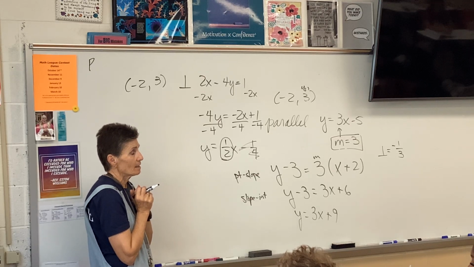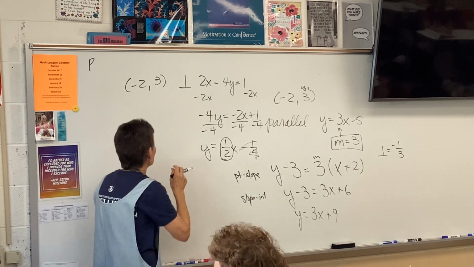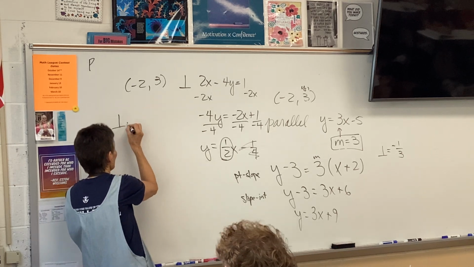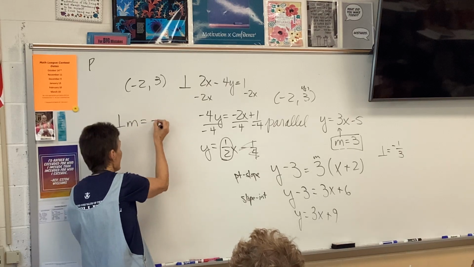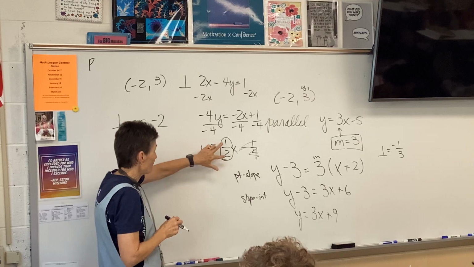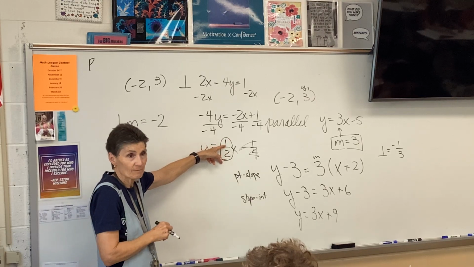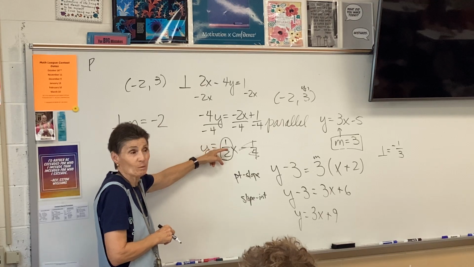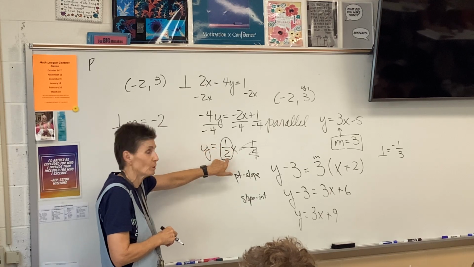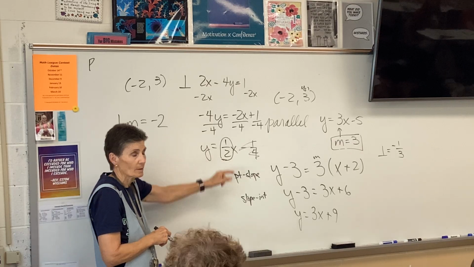of the original line, what will be the slope of my perpendicular line? Negative 2. So we flip that over and make it negative. If we were doing a parallel problem, we would use 1/2. All right, here we go.